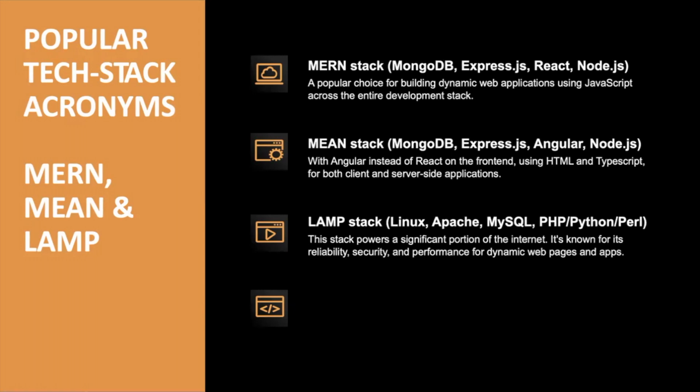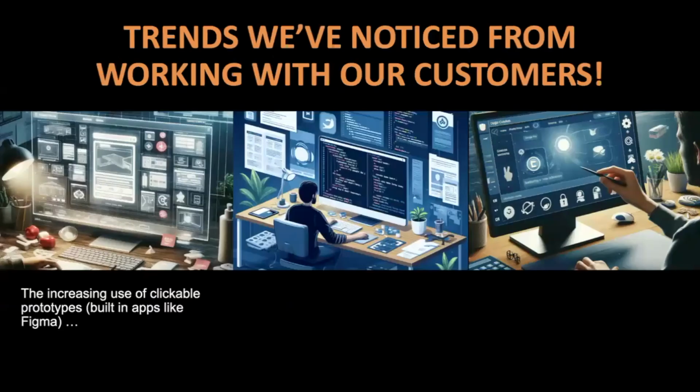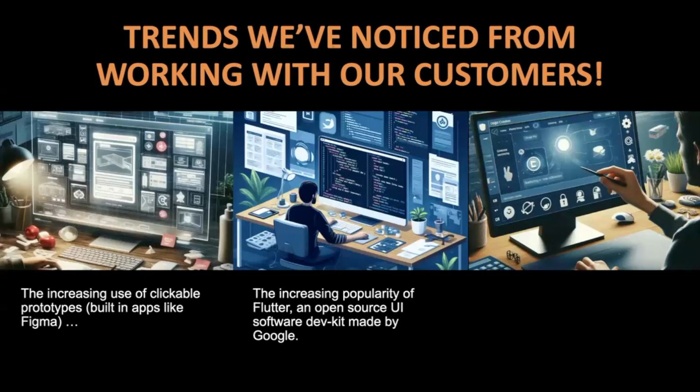So what are some of the recent trends we've noticed, especially working with some of our clients? The increasing use of clickable prototypes built in apps like Figma, for example, are being used more and more for idea validation, iteration, feature prioritization, and early stage pitching to angels or VCs. The increasing popularity of Flutter, an open source UI software dev kit made by Google, from its extensive widget libraries, growing community, and ecosystem. And really this increase of no-code platforms like Bubble and, similarly, the need for people proficient in these kinds of technologies and beyond.